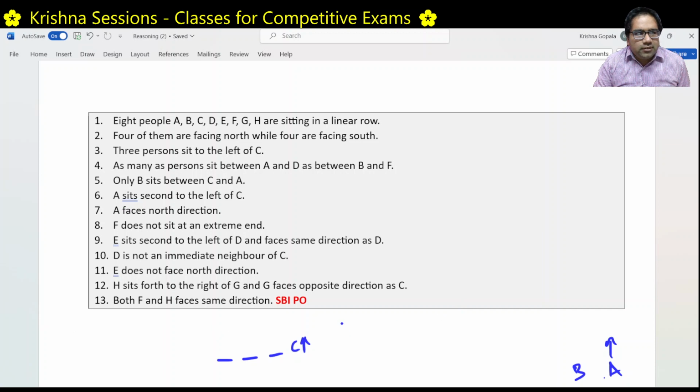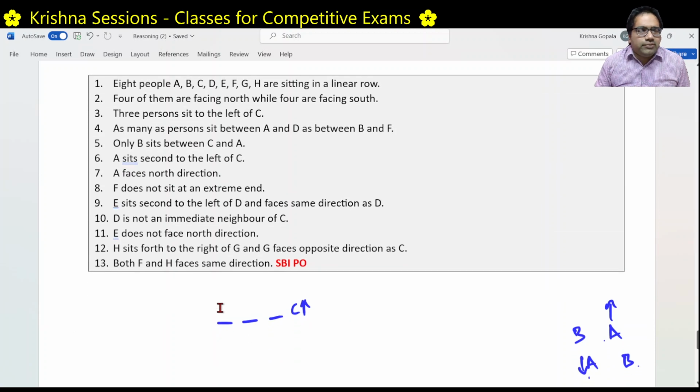Right. If C is facing north, then three persons to the left of C. That means this is the wall. This is the end. Three persons, total there are eight persons. Three persons to the left of C means four persons to the right of C. This is one option. Three persons sit to the left of C.